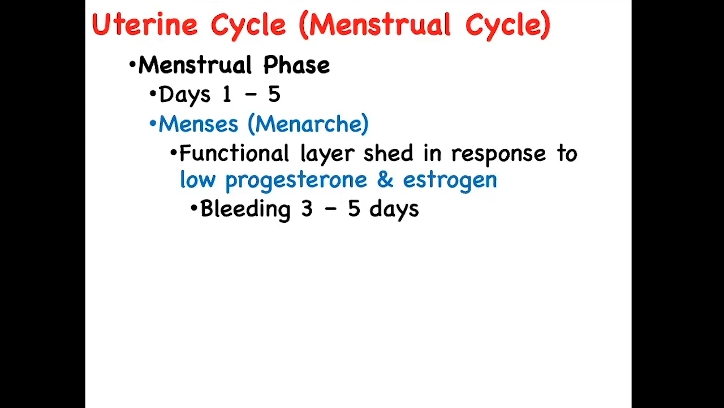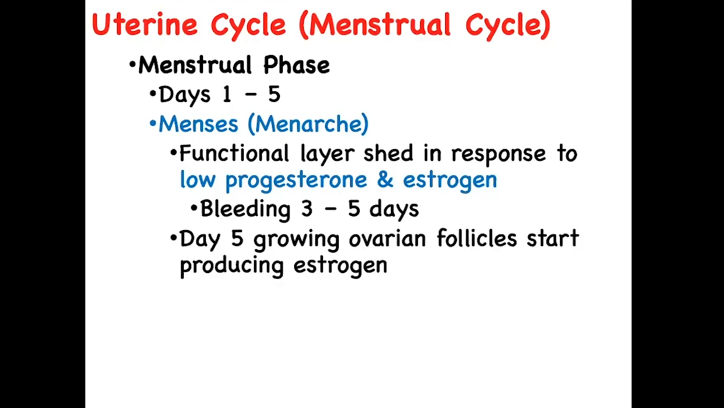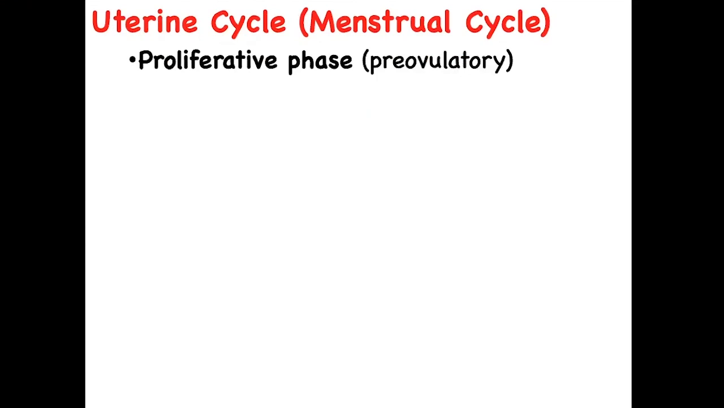LH is released from the anterior pituitary in response to the decreased levels of estrogen and progesterone. A new cohort of primordial follicles will begin to mature. As they mature, they release estrogen. Estrogen levels will begin to increase in the blood. Estrogen binds to receptors on the basal cells of the endometrium. In response to estrogen, the basal cells begin to produce a new functional layer. This occurs between days 6 to 14 and is called the proliferative phase.